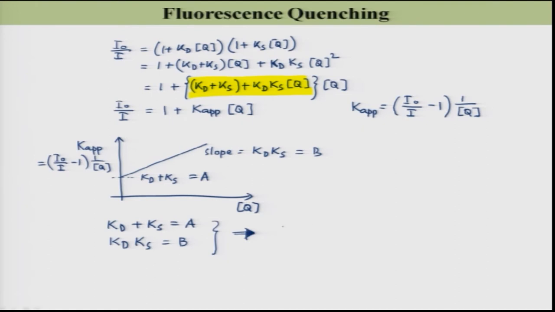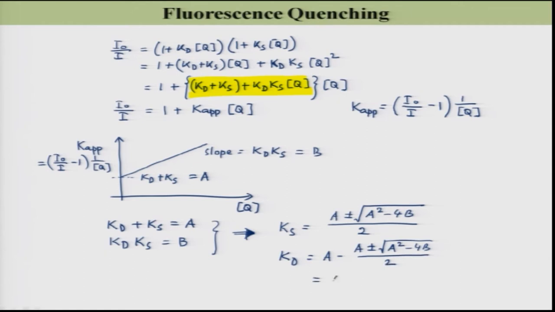rearrangement and we will get Ks is equal to A plus minus root over A square minus 4B divided by 2, and Kd we will also get as A minus Ks, which is equal to A plus minus root over A square minus 4B by 2. So, in case 1, if the plus is Ks, then the minus is Kd and vice versa. Okay.